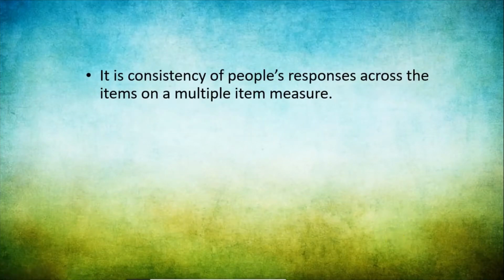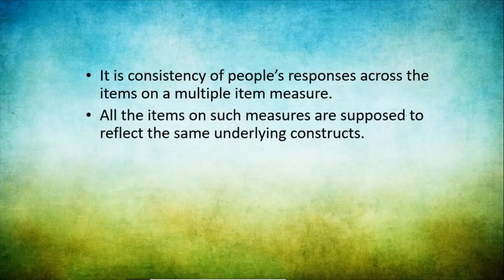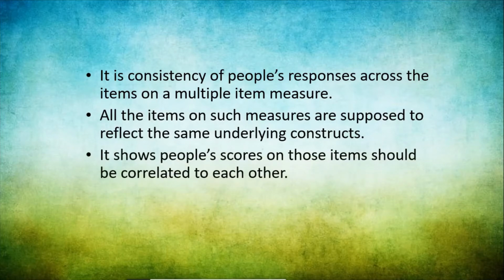It is the consistency of people's responses across the items of a multiple-item measure. All the items on such measures are supposed to reflect the same underlying construct. It shows people's scores on those items should be correlated with each other. These items or indicators or questions should be correlated with each other, which shows that they are measuring or reflecting the same underlying construct.